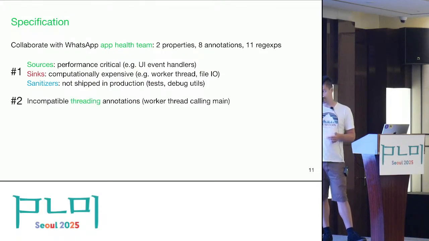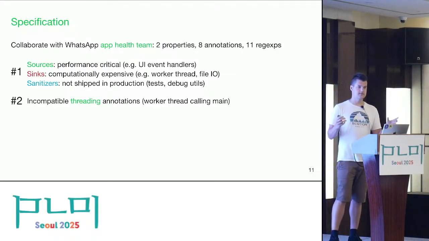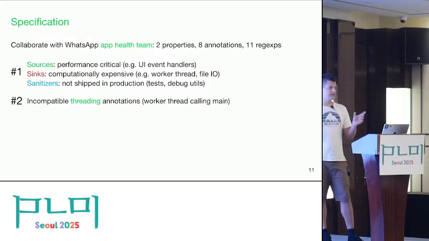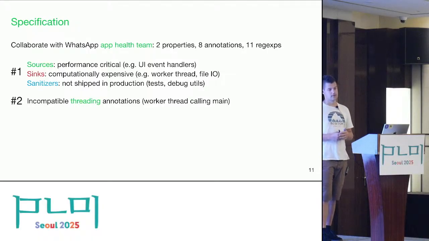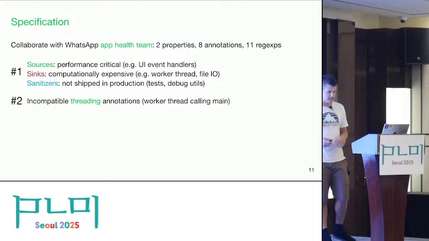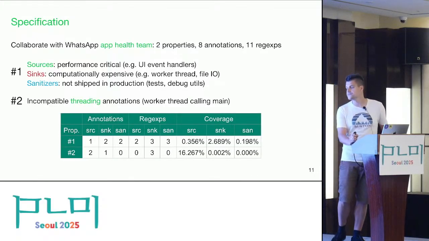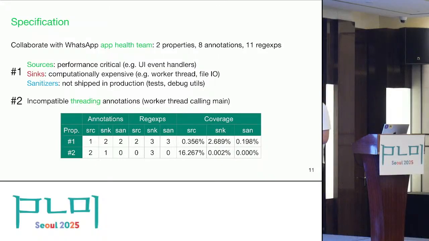And there was another property as well, where the sources and the sinks were based on threading annotations that are incompatible. So I think the source is worker thread and the sink is main thread annotated function. Those should not be called directly, so that was another property. And to break it down a little bit, you can see the 2 properties, and you can see how many source, sink, and sanitizer annotations we used, how many regular expressions we used, and we also have some data on the coverage in terms of all the procedures or functions that you have in the WhatsApp Android codebase.